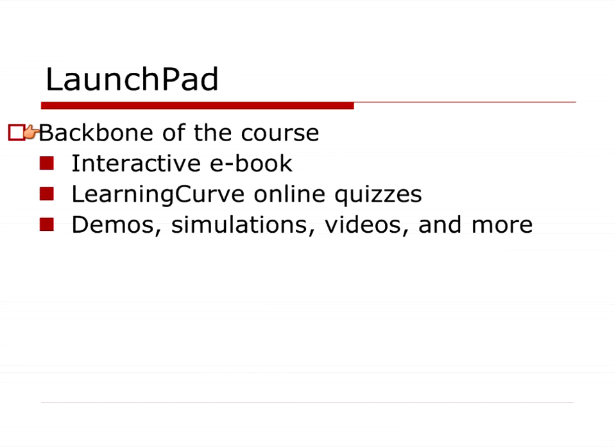Well, let's roll on then and talk about Launchpad. Launchpad is the online backbone of the course from the publisher. The publisher is Macmillan for your textbook. On Launchpad is where you'll find an interactive ebook. That means it's an ebook that you can highlight, that you can put notes in, that you can put post-it notes, little sticky notes within the ebook. It's got links to videos and other kinds of learning objects. So there are demonstrations, there are simulations, videos, and all kinds of multimedia to supplement the reading in the textbook itself.